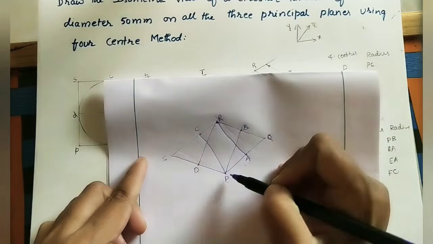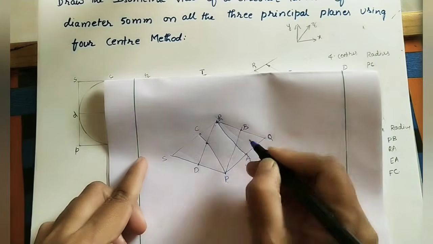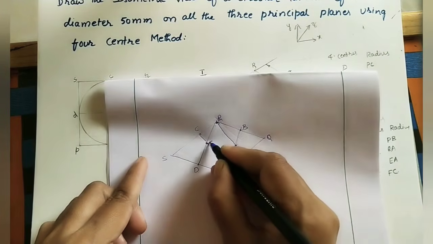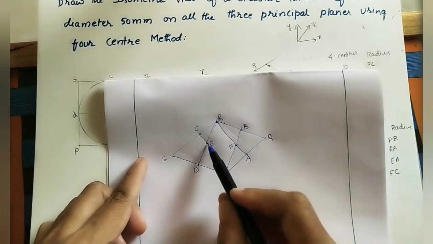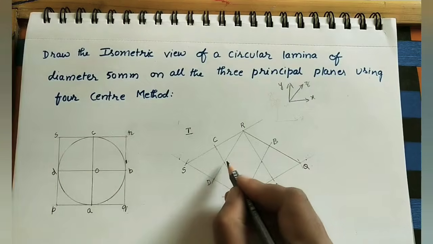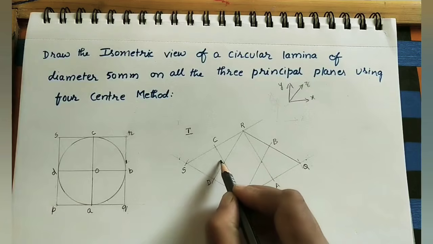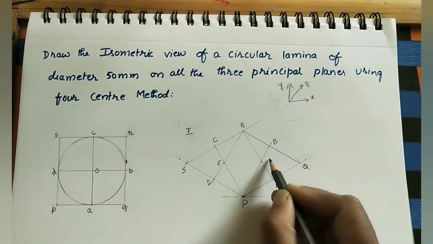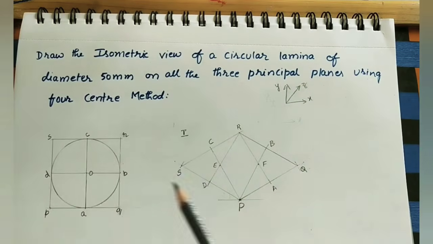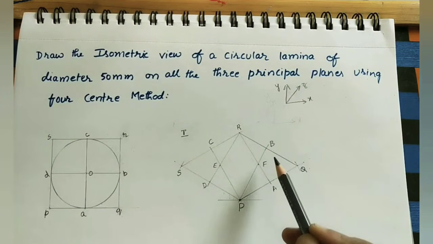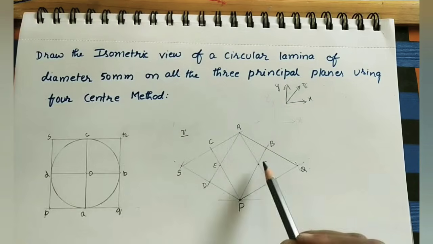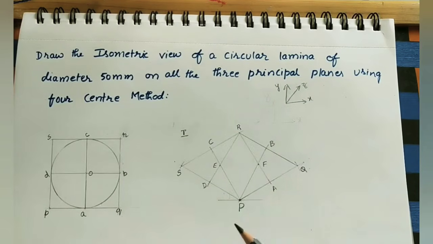These two are the centers, remember always, and these intersection points are also centers, E and F. So how many centers? 1, 2, 3, 4. Four centers. This point is E. This point is F. Listen carefully: we are using four centers, and by using four centers we are drawing the ellipse here. Why an ellipse? Because a circle looks like an ellipse in the isometric view. What are the four centers?